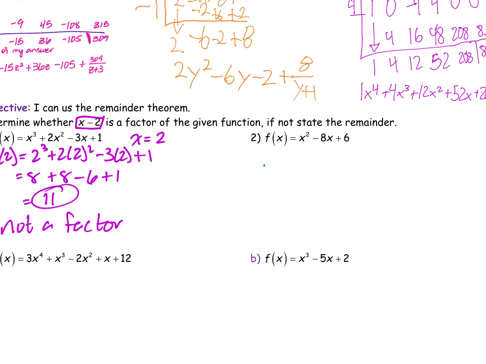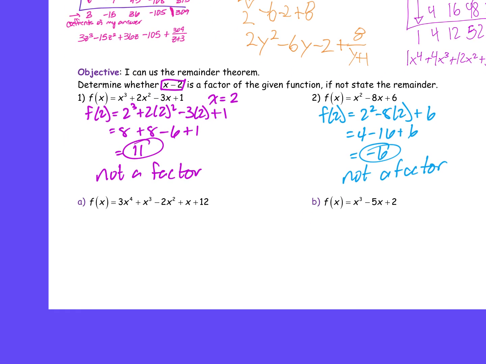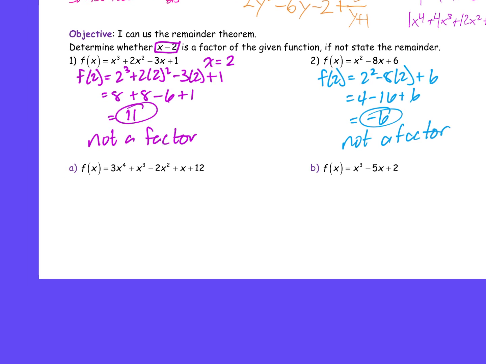So again, on this one, f of 2 gives me 2 squared minus 8 times 2 plus 6. 4 minus 16 plus 6. Negative 6 this time. Not a factor. There's my remainder. Okay, you guys do A and B. Go. Do I have to show my work? Yes, of course. They're notes.